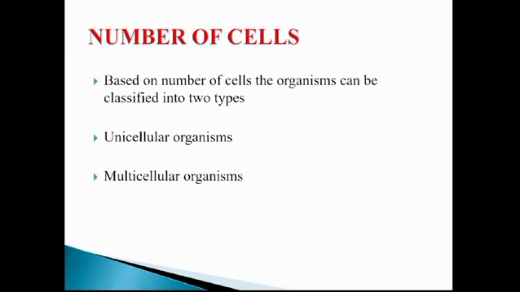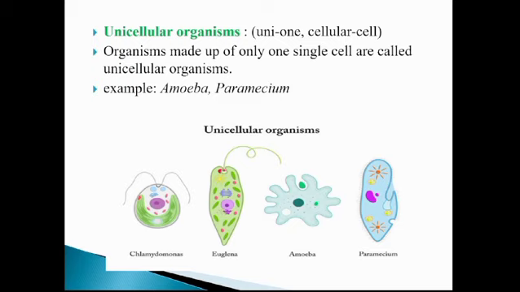First one is the number of cells. Based on the number of cells, organisms can be classified into two types. The first is unicellular organisms and the second is multicellular organisms. Then what are unicellular organisms? Here uni means one and cellular means cell. The organisms made up of only one single cell are called unicellular organisms. Examples are amoeba, paramecium and chlamydomonas. These are all single-celled organisms.